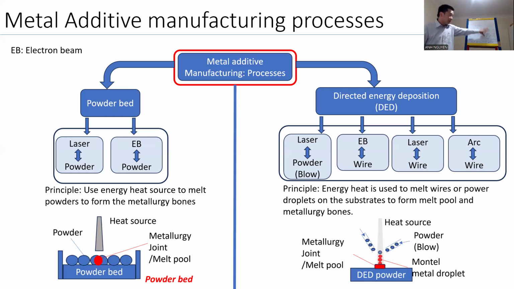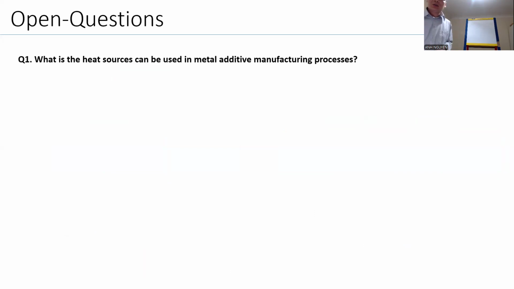This is all about what the metal AM process is for this section. Before we finish this section, I will have a quick quiz. We have three questions for the quick quiz, to check how you understand this section and the knowledge you can get from it. Okay, can I delete this one? The first question is, what heat source can be used in the metal AM process?